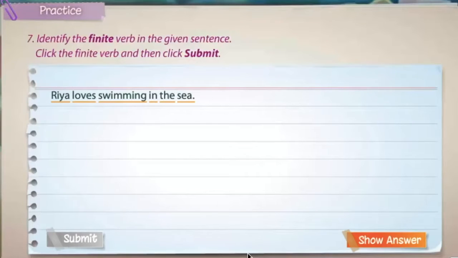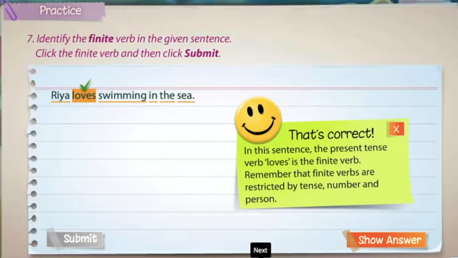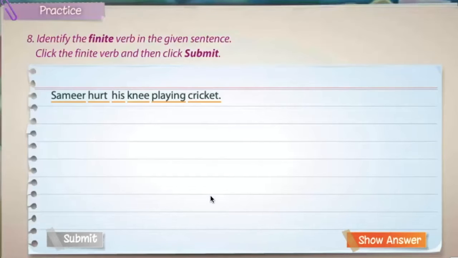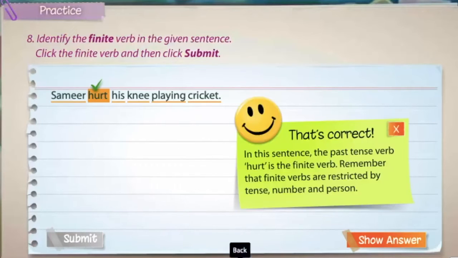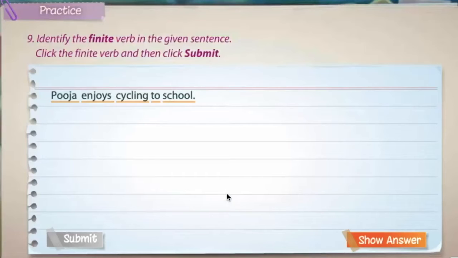Identify the finite verb in the given sentence. Click the finite verb and then click submit. Ria loves swimming in the sea. Here, loves is the finite verb. Samir hurt his knee playing cricket. Hurt is the finite verb. Pooja enjoys cycling to school. Enjoys is the finite verb.